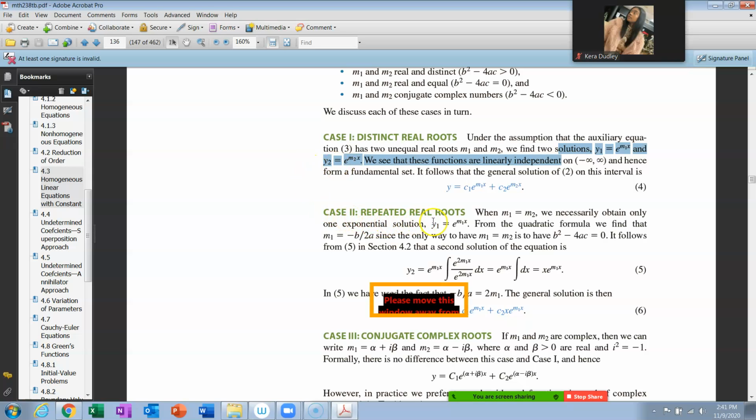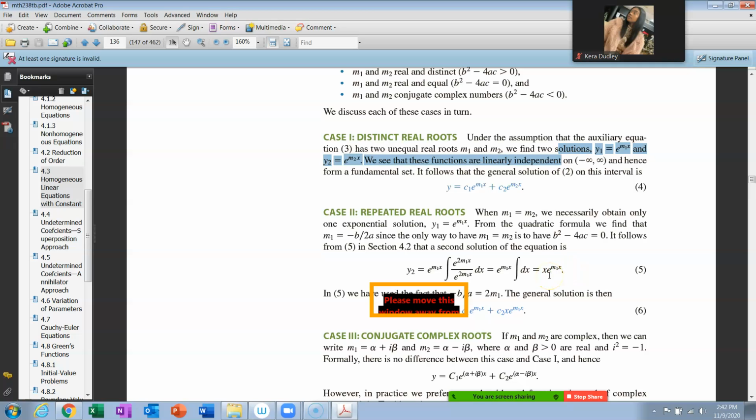In the second case, however, when you have repeated real roots, when m1 is equal to m2, we obtain one exponential solution, y1 is equal to e to the m1x, but from the quadratic formula you find that m1 is only minus b over 2a, since the discriminant, b squared minus 4ac, is 0. Well, then we use that root reducing formula that we did before, and it turns out giving us x e to the m1x.